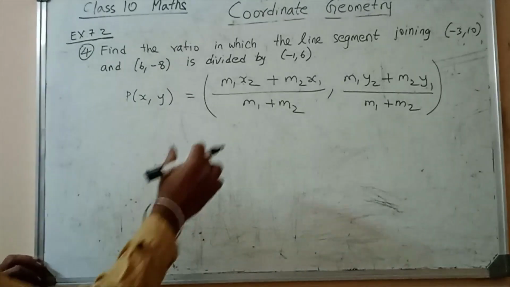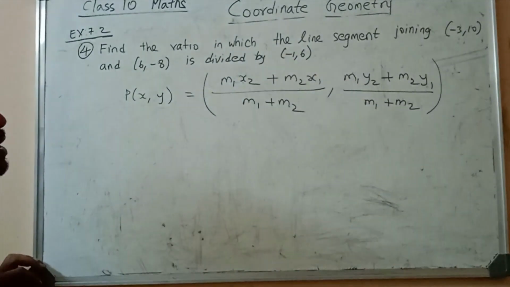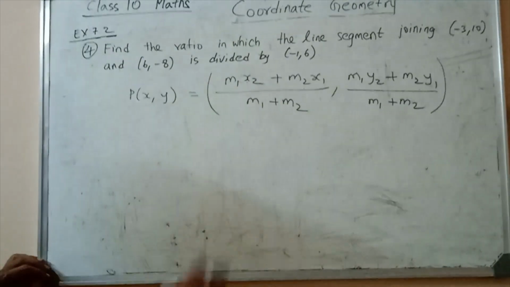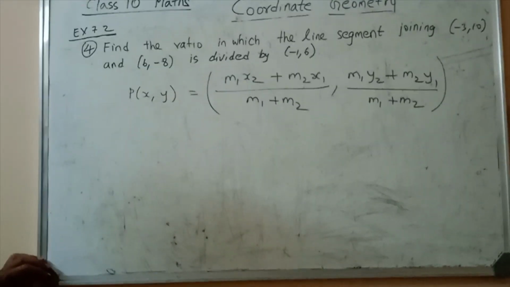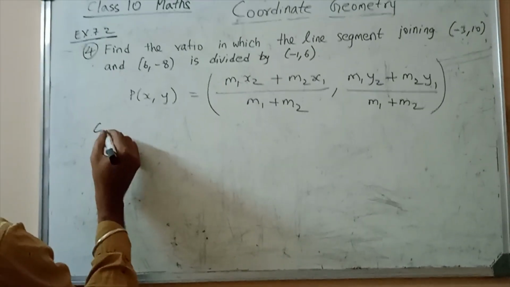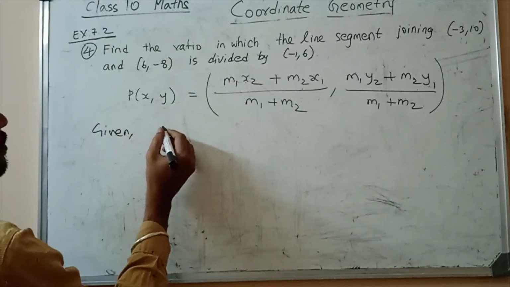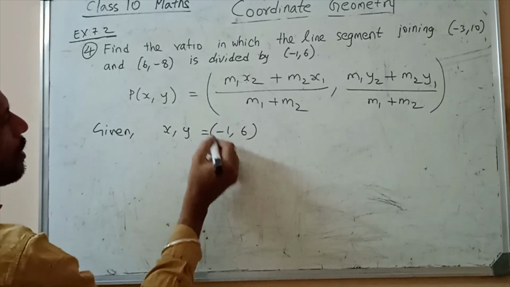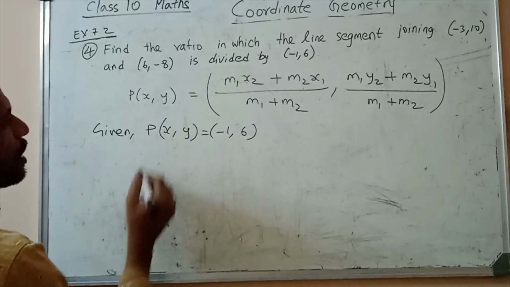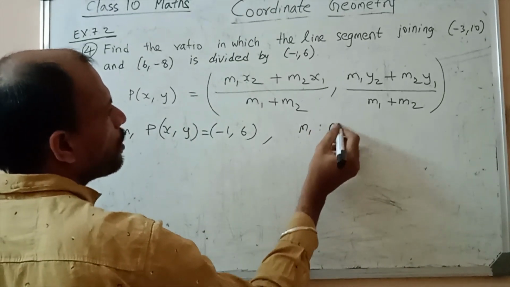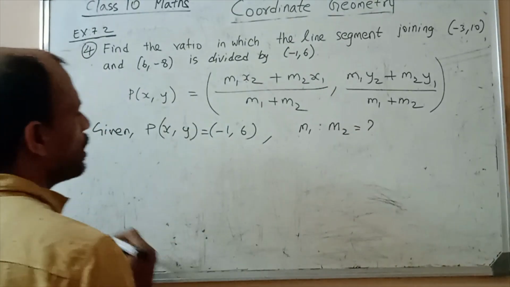So in this question, the point of division minus 1 comma 6 is given. So we have to find in what ratio it divides. Ratio means I have to find the m1 and m2 values. Okay. So x comma y is given: minus 1 comma 6. X comma y is equal to minus 1 comma 6. That is the point P of x comma y. And then we have to find m1 is to m2. This is the question mark.